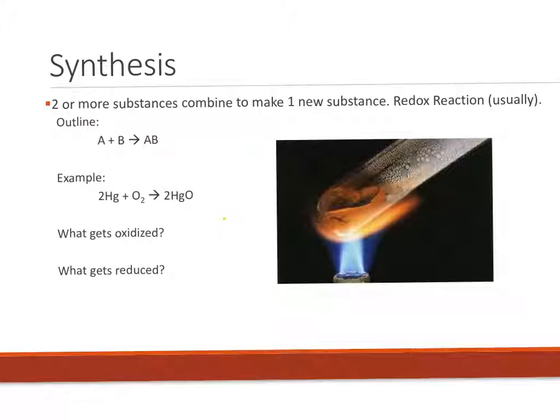All right, so our first reaction we're going to talk about is synthesis. This is where we have 2 or more substances that combine together to make one new substance. Usually this is a redox reaction. When these substances combine, they have to change their oxidation states in order to combine and organize their electrons. There's our example: mercury plus oxygen gives us mercury oxide. What gets oxidized and what gets reduced? I'd like you to determine that real quickly, and you can pause the video if you need to, and we'll go on to the next reaction.